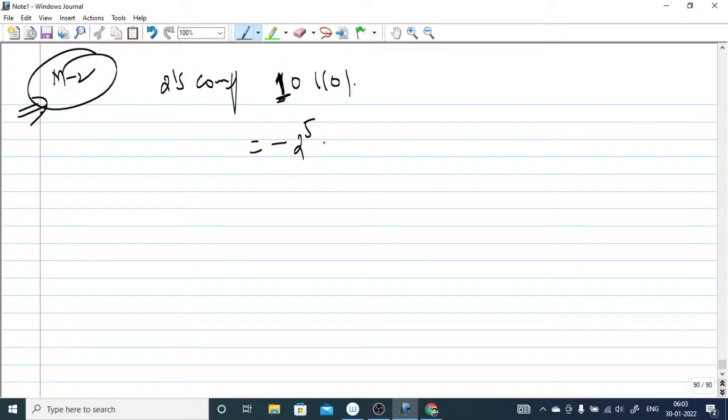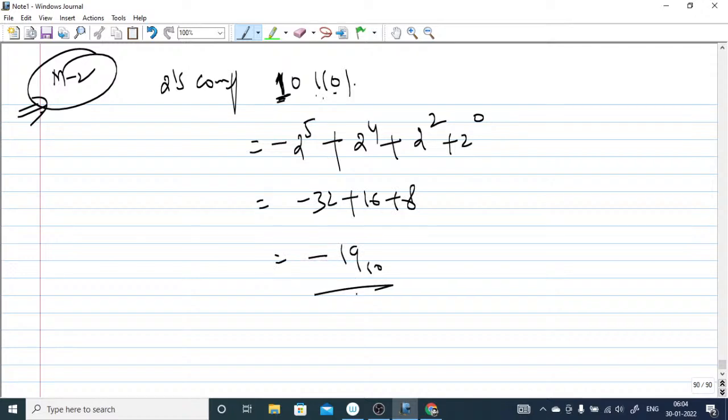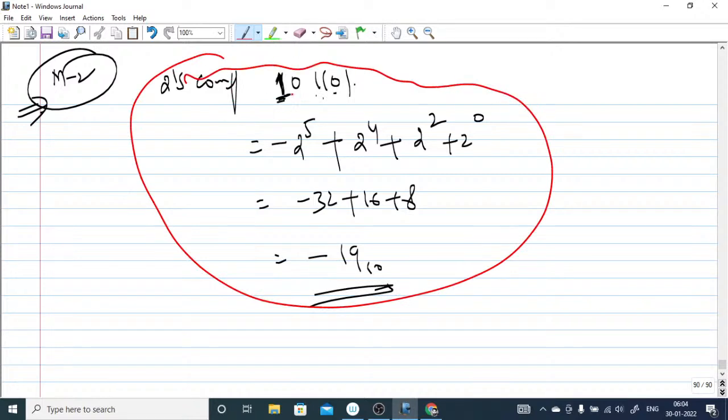Okay, plus, and now you have to take it like 2 to the power 4 plus 2 to the power 2, plus 2 to the power 0. So this is minus 32 plus 16 plus 4 plus 1, which will give you minus 19. So this is how you can convert directly. The weight of this bit will be negative of the positional weight, so that you will get minus 19. This is method 2, I'm telling you.